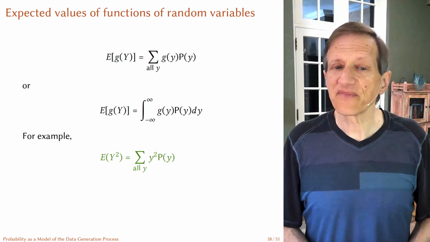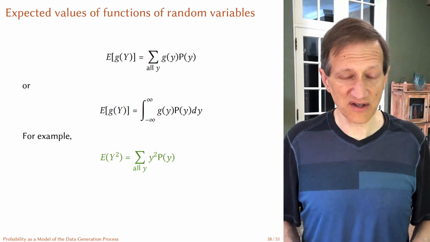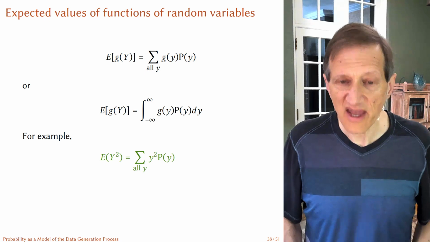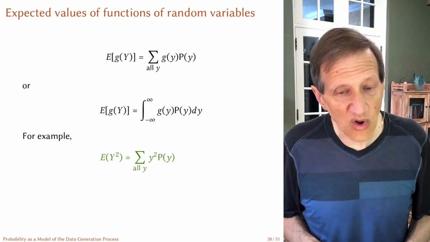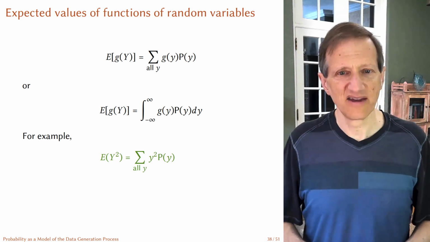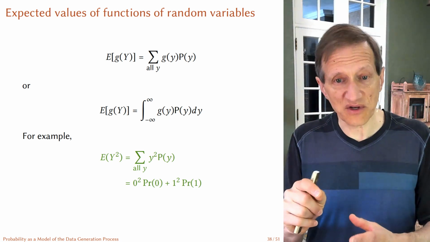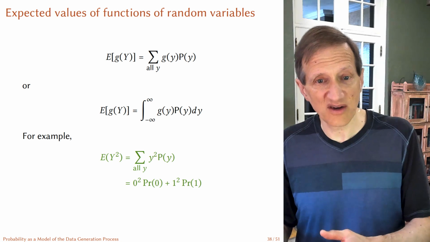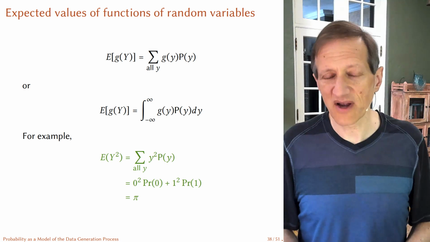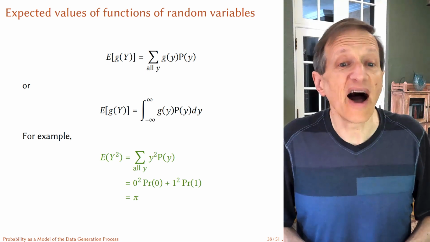So, for example, the thing that we actually set out to find is the special case of this, which is the expected value of y squared. The squared is the function g of y. And how do we do that? Well, it's the sum over all y of g of y, which in this case is y squared, times p of y. It's 0 squared times the probability of 0 plus 1 squared times the probability of 1, which also simplifies very nicely. 0 squared is 0, 1 squared is 1. So the expected value of y squared is equal to the expected value of y, which is equal to pi in this case.